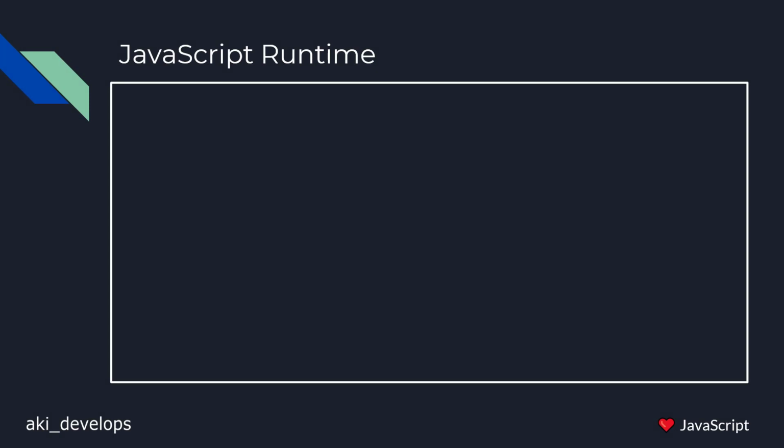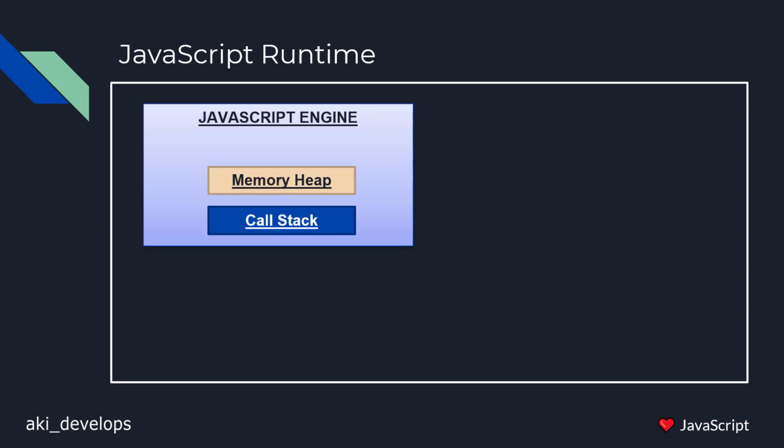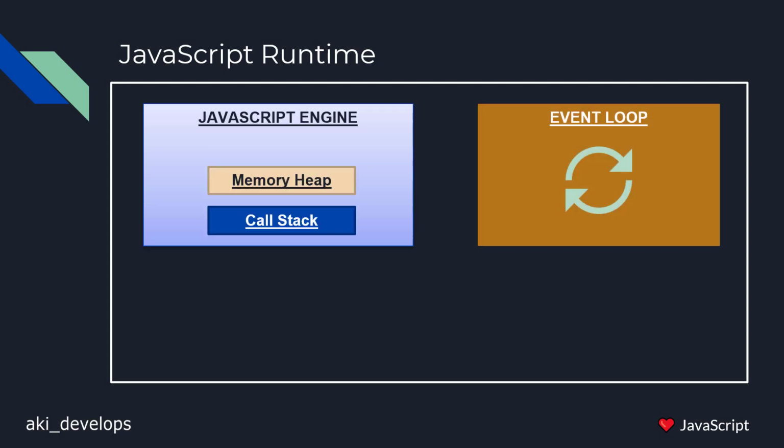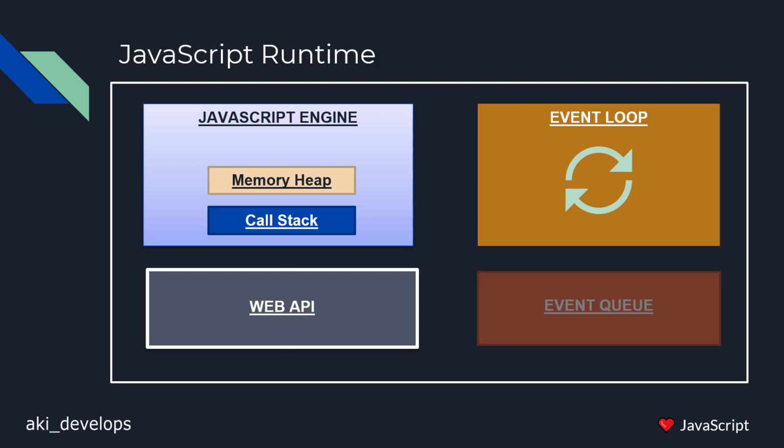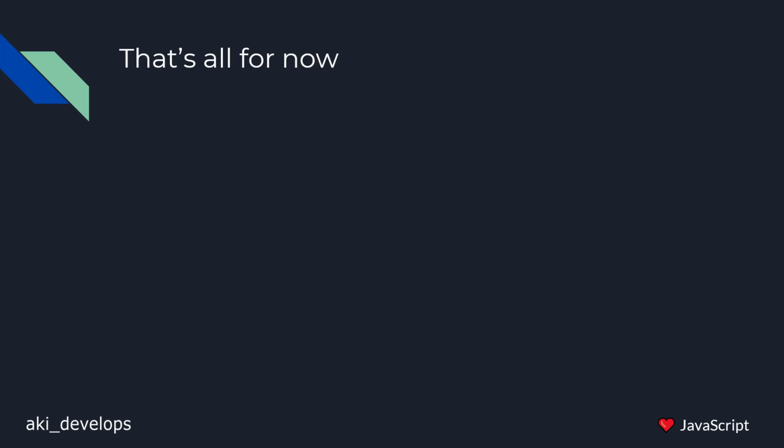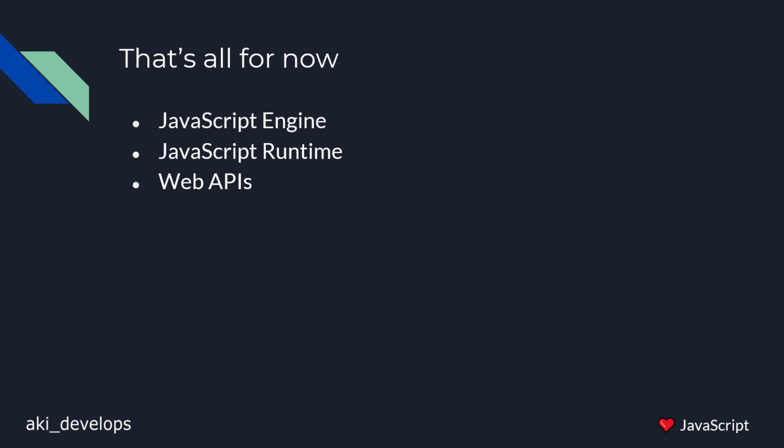All of these we learned today are the part of JavaScript Runtime. These are all connected and actively working together to run JavaScript in our browser. That's all for this video. In this video, we talked more about JavaScript Engine and how they run JavaScript. We looked into JavaScript Runtime and Web APIs. We also understood event loops.